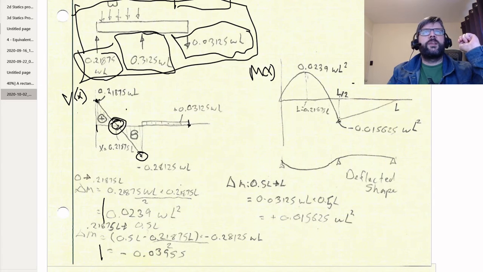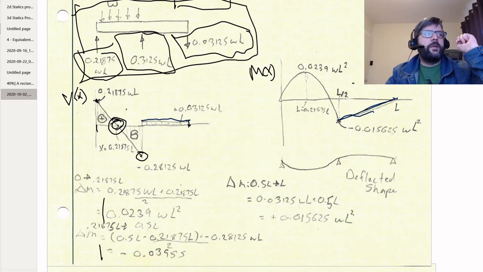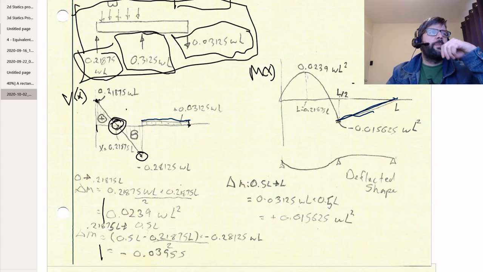But in this section, the slope stays constant because the shear stays constant over here. Shear's constant here, so we get a straight line between here and here. So always keep that in mind.